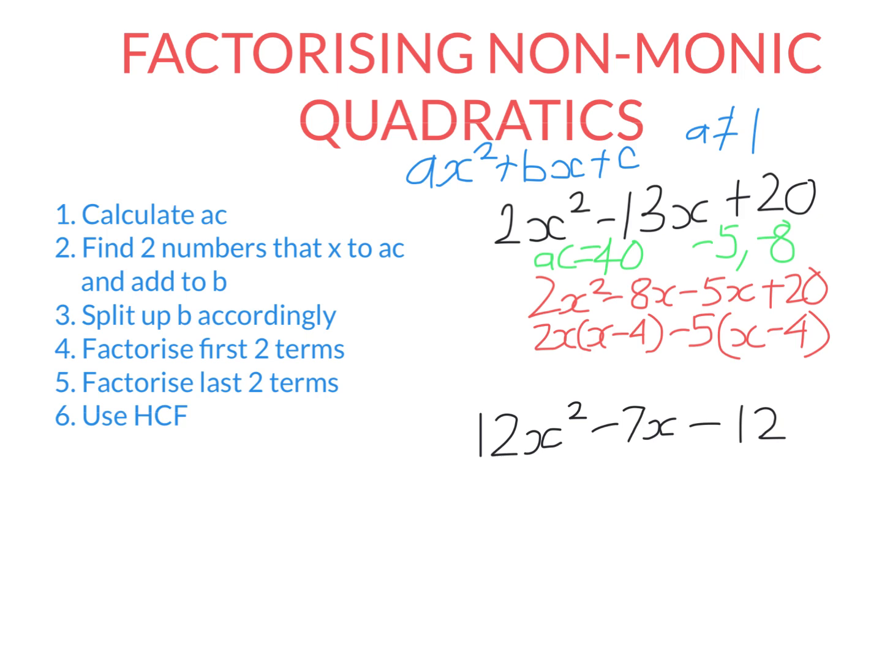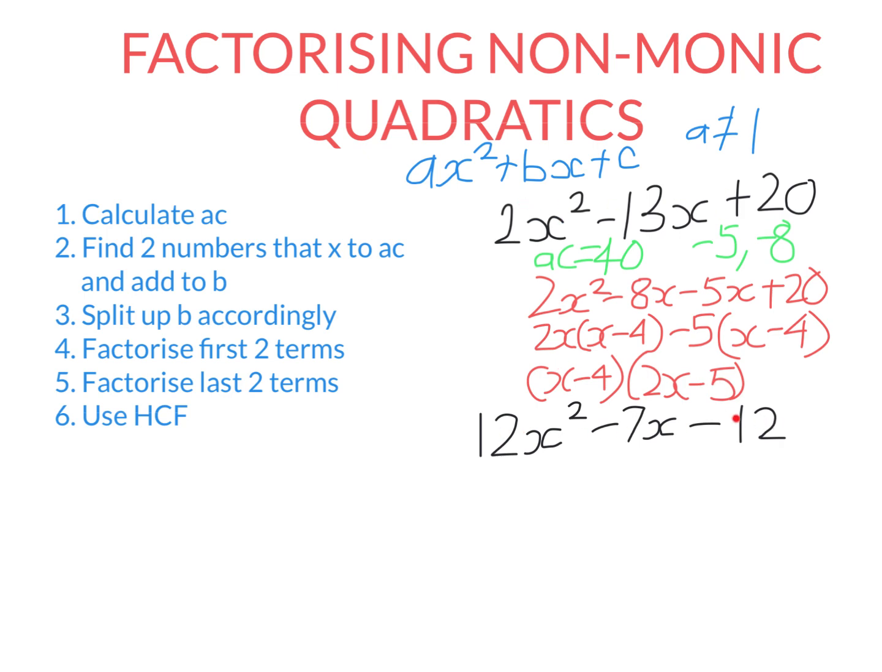Now, if you have done this correctly, these 2 brackets should be the same, and that allows you to do step 6, which is use highest common factor. For this and this, the highest common factor is precisely what's in the brackets, x minus 4. So we write it out the front. And what goes in the second brackets is just what's left. 2x minus 5. Because x minus 4 times 2x gives you that. x minus 4 times negative 5 gives you that. So this is our final answer. If you were to expand this using FOIL, you get this.